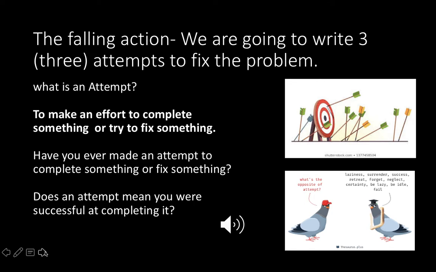So when we're thinking about writing our attempts in our narrative story to solve our main problem, we are going to write 3 attempts. No more, no less. We want 3 attempts. So let's head to the next slide to see what that looks like.